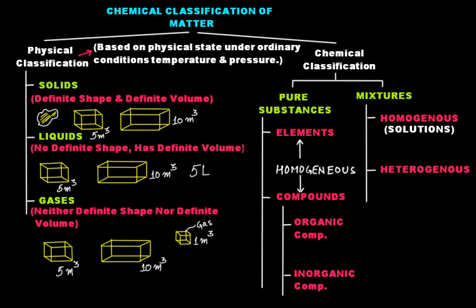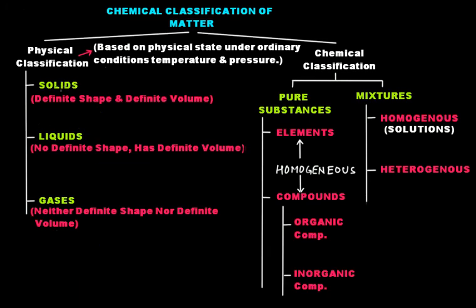So we have covered solids, liquids, gases. That is the physical classification. We have covered the chemical classification. That is, what's the difference between mixtures and pure substances? What do we mean by pure substances? We have discussed this. And then we discussed elements and compounds. And then we discussed that compounds can be classified into two different groups, that is organic compounds and inorganic compounds. In our next video lecture, we'll be discussing mixtures. We'll not discuss it here.